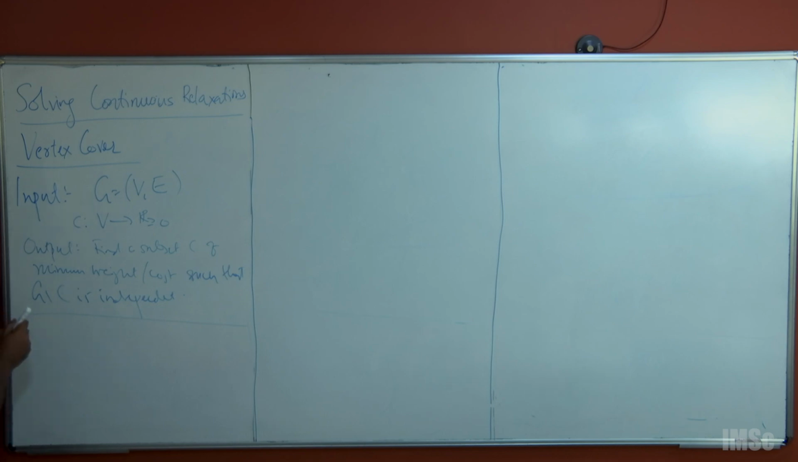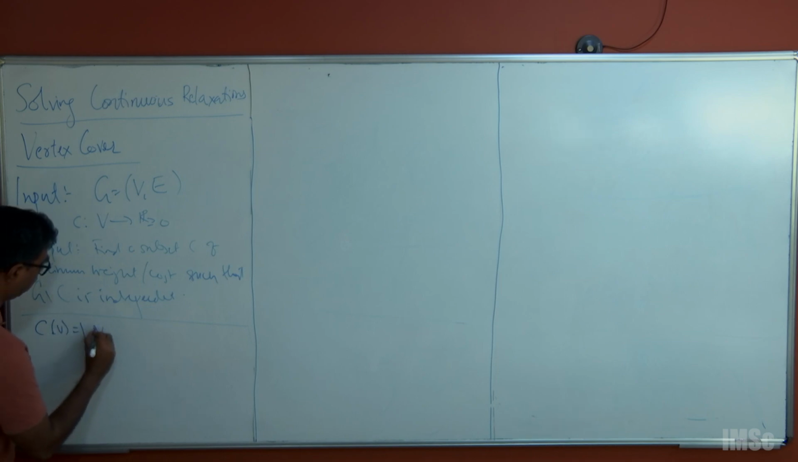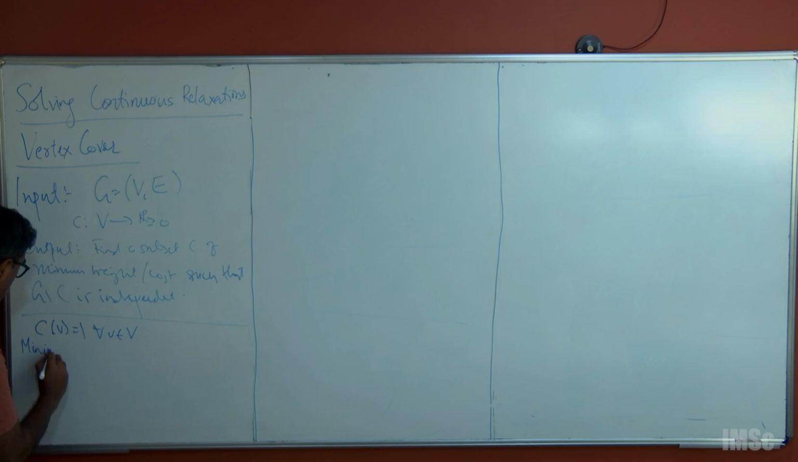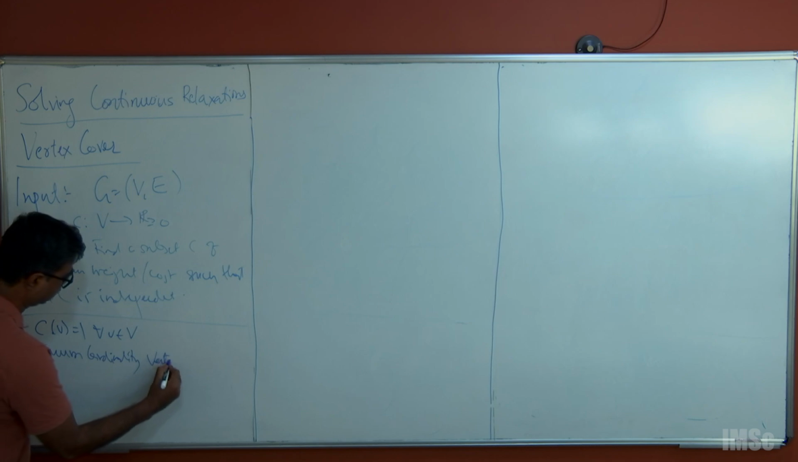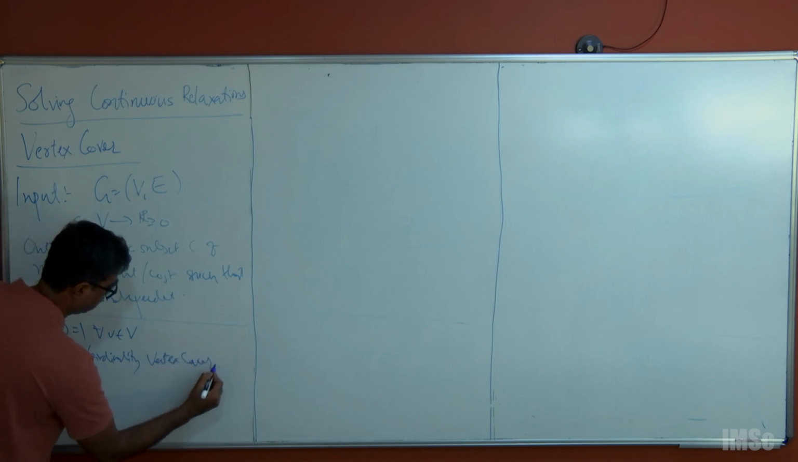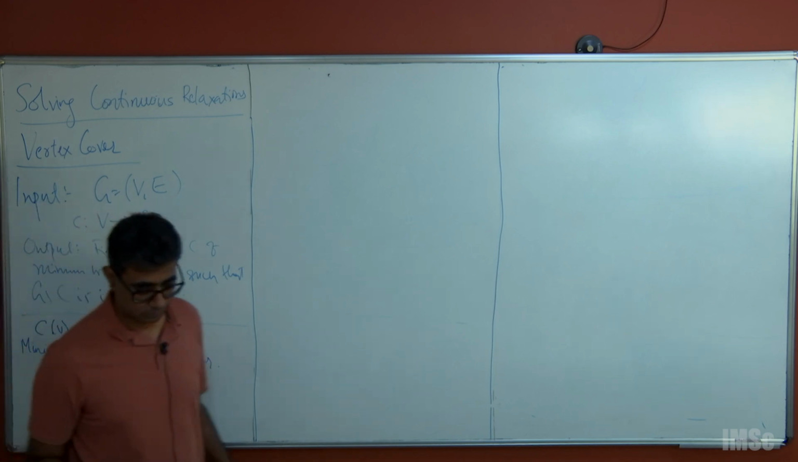So notice when the cost function assigns cost of v equal to 1 for all v in V, this is nothing but minimum cardinality vertex cover. Okay. So what algorithm do we know for this problem?